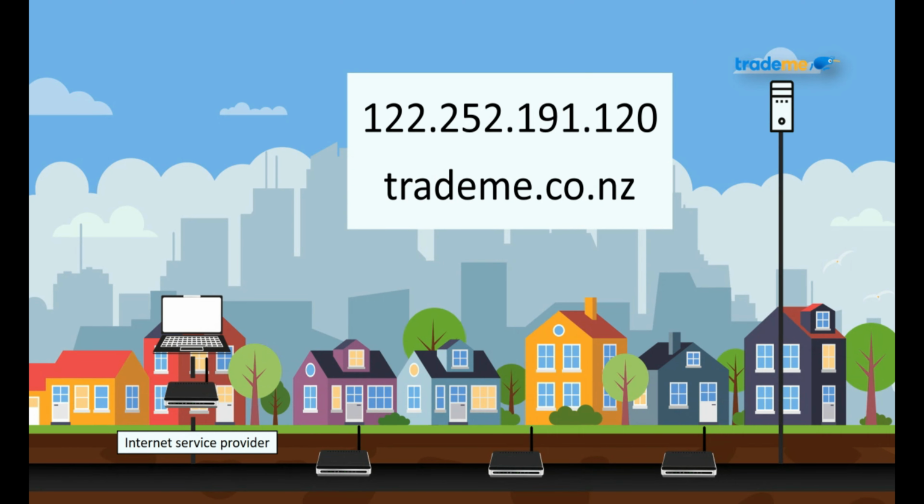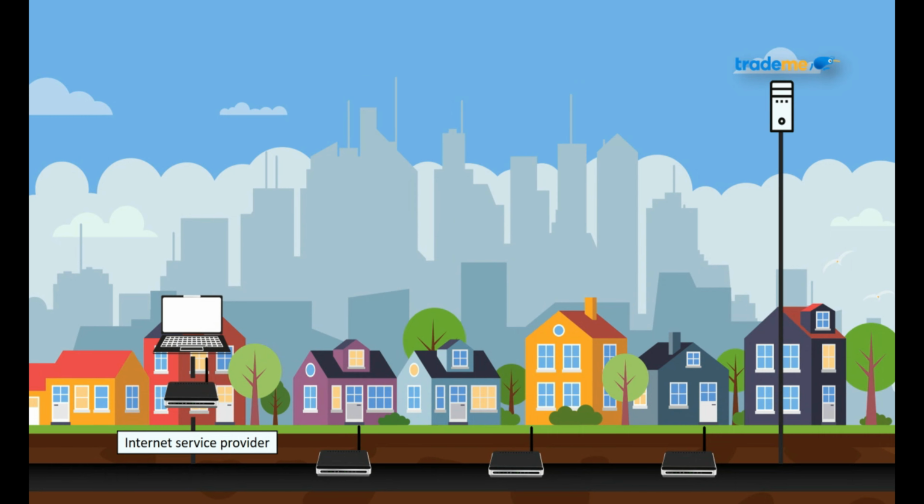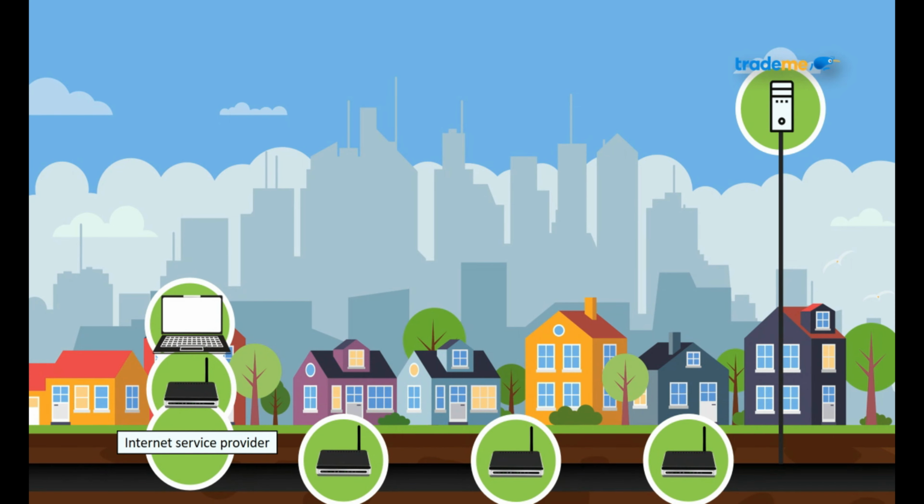IP addresses like this aren't easy to remember, so we remember website addresses like trademe.co.nz. It's much easier. So when you type in www.trademe.co.nz, the routers along the way translate this into an IP address, so they know where to send your request. Your computer has an IP address too. In fact, every single device that connects to the internet has a unique IP address, including all those routers between you and the websites you visit.